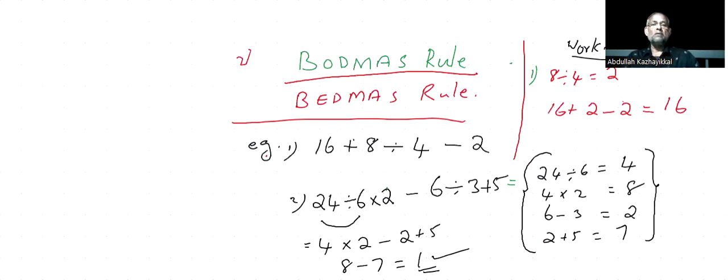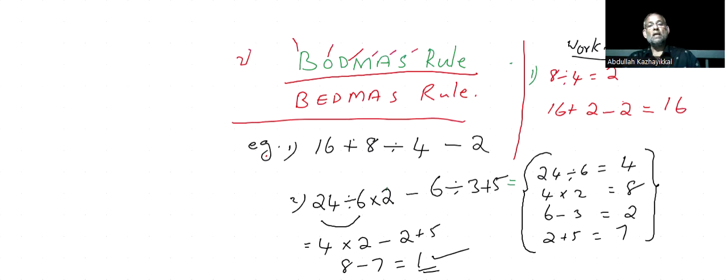Nowadays, BEDMAS, can you see, instead of O for of, E for exponents. It is very clear: B for bracket, O for of, that is multiplication. That means open the bracket, then division, multiplication, addition, subtraction. B for bracket, O for of, D for division, M for multiplication, A for addition, S for subtraction. Actually, the DMAS rule, you studied before.